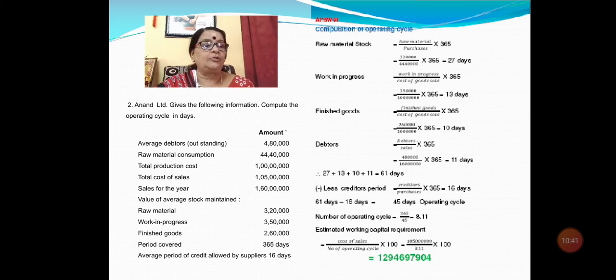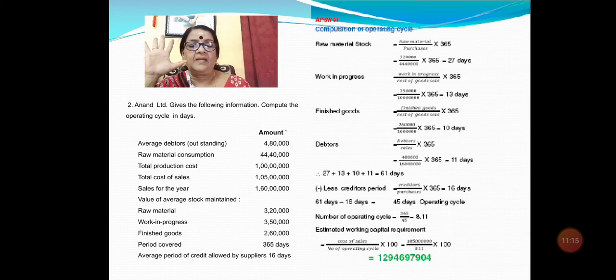Again I will tell you, 27 days, 13 days, 10 days and 11 days, altogether it is coming 61 days. From this, creditors payment period is deducted. Creditors payment period is given directly here. Average period of credit allowed by supplier is 16 days. So there is no need of finding it out. You can directly deduct that amount. That is 16 days are deducted. So the answer is coming 45 days. That is the duration of the net operating cycle.